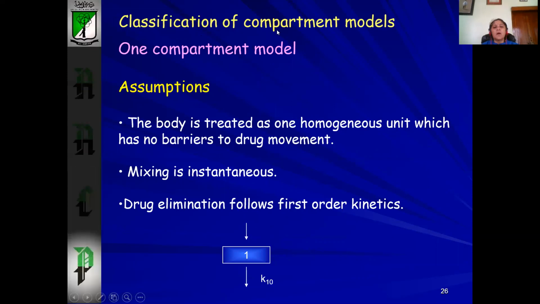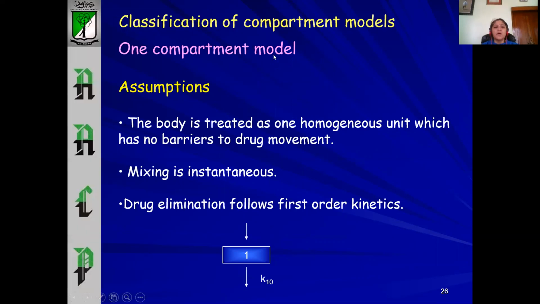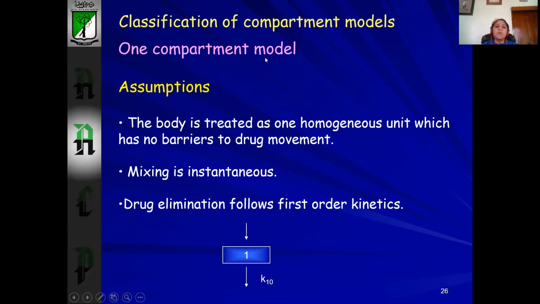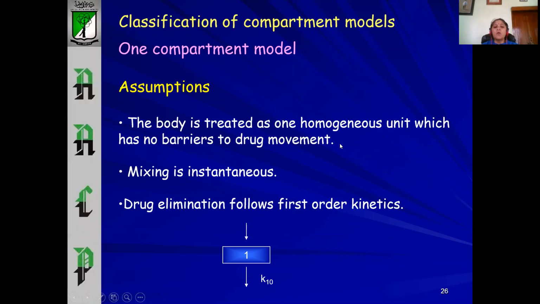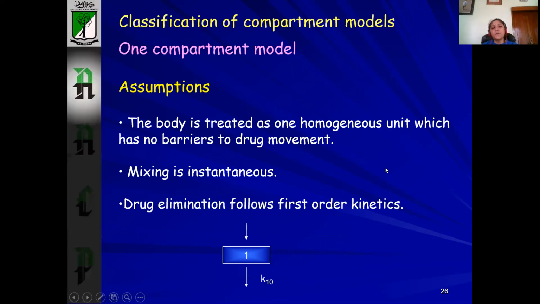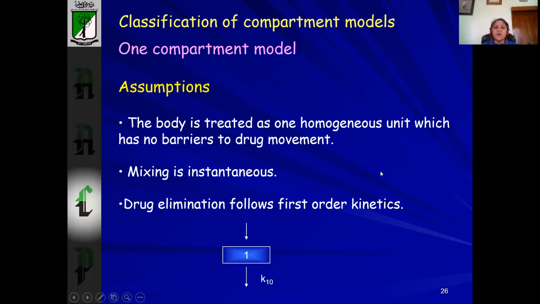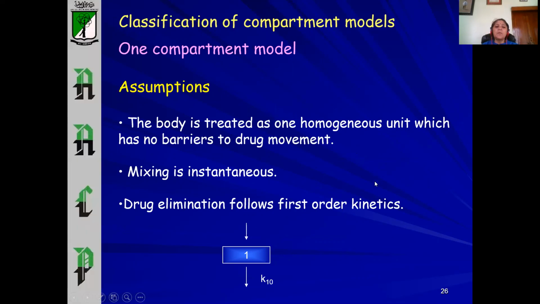Now again, compartment models can be classified as one compartment model and multi-compartment models, as I told you. The one compartment model assumptions are: the body is treated as one homogeneous unit which has no barriers to drug movement. Mixing is instantaneous. Drug elimination follows first order kinetics.